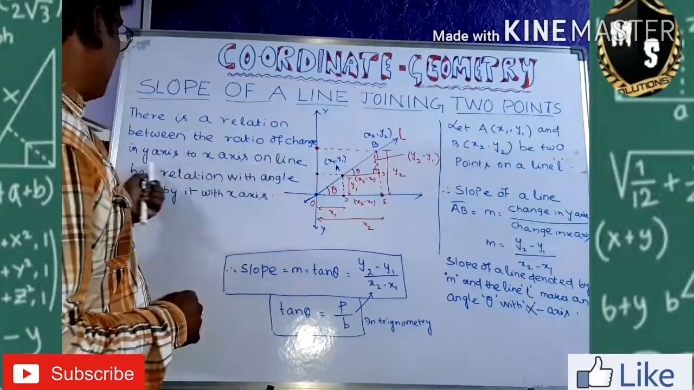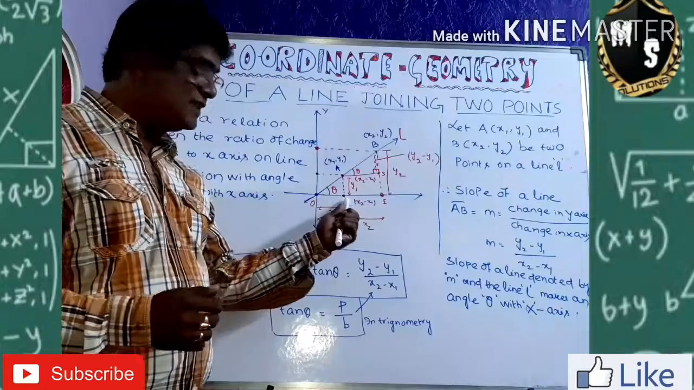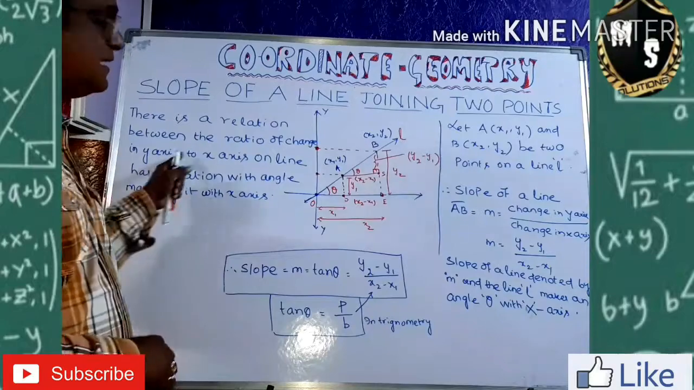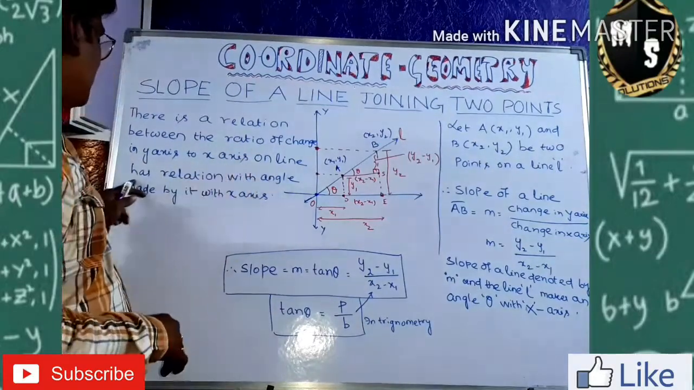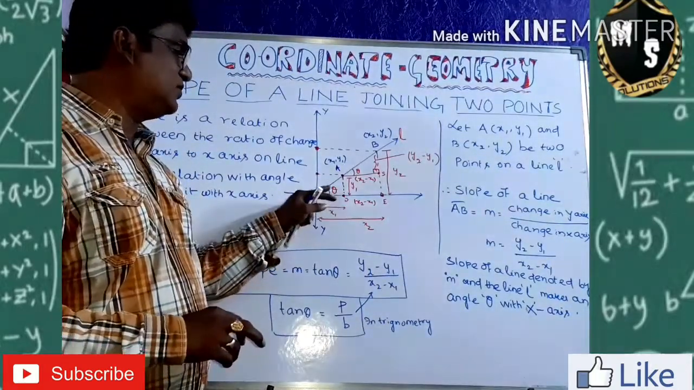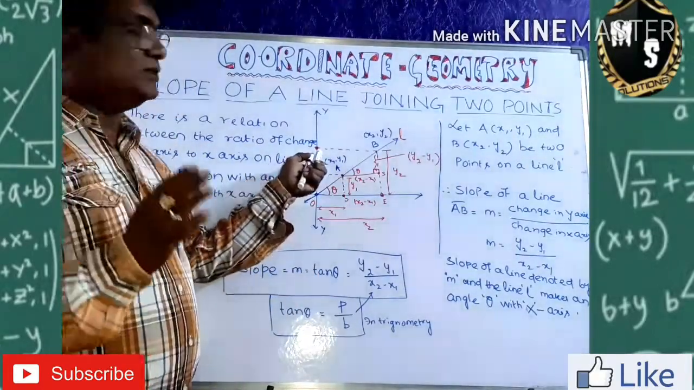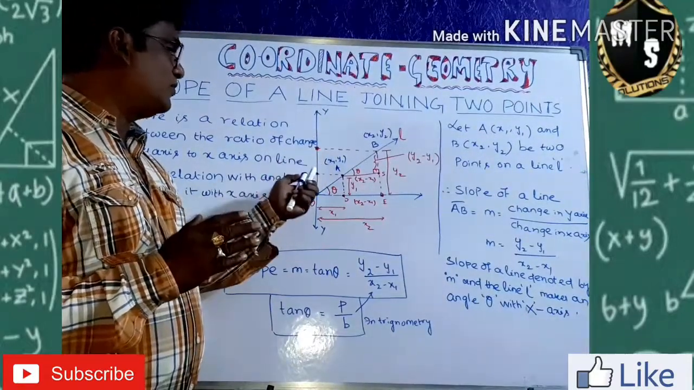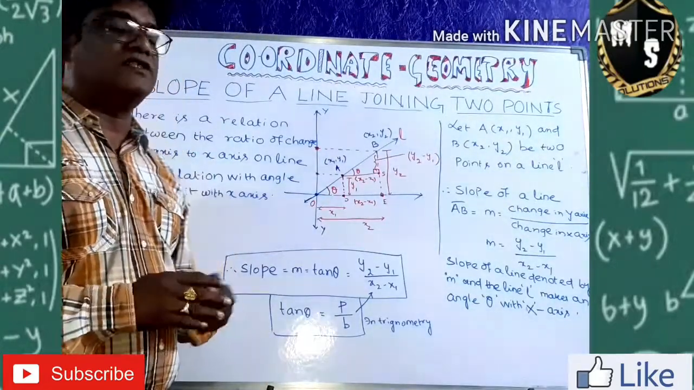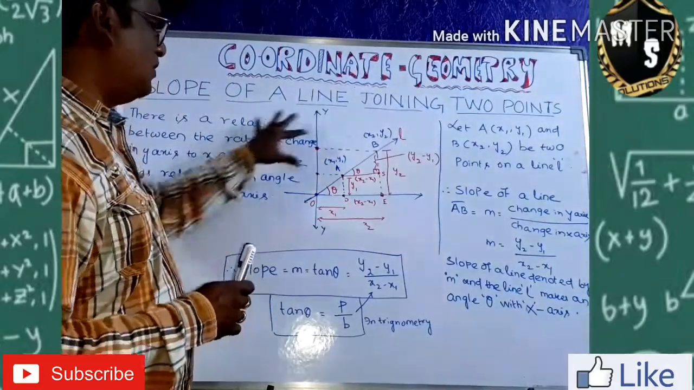Between the ratio of change of y-axis to x-axis. That means if the x coordinates are changing, the y coordinates are alternatively changing. Clear? So there is a change in y-axis and a change in x-axis also. On a line, this has a relation with the angle made by it with the x-axis. What is the angle made by it with the x-axis? Let it be theta. When theta is gradually changing, definitely there is a change between what? Between the coordinates of the points, in y-axis to x-axis. So change in y and change in x will be observed also. So I hope now you understood this up to this much.